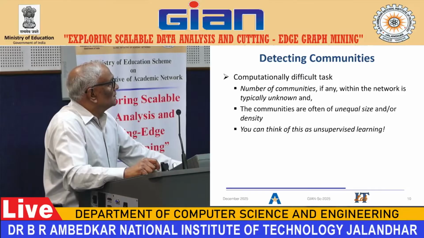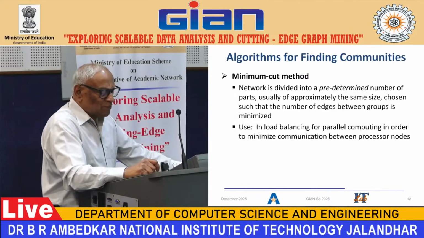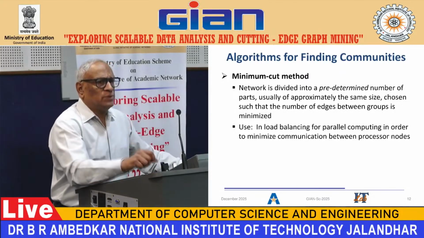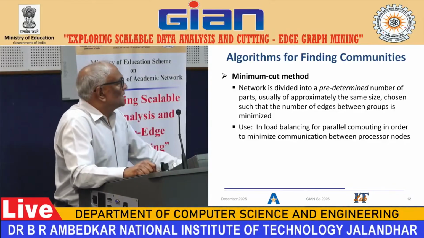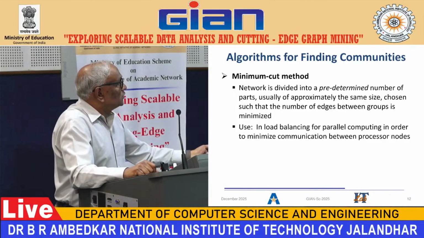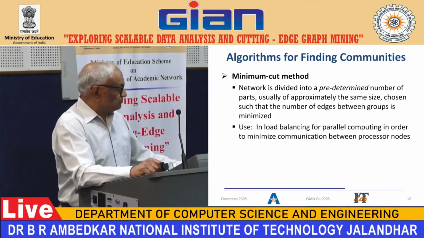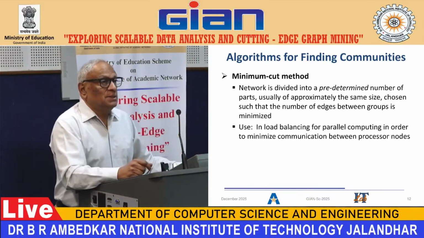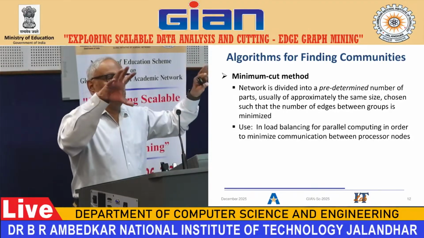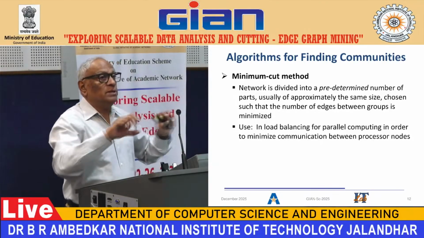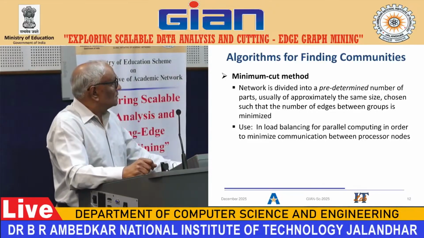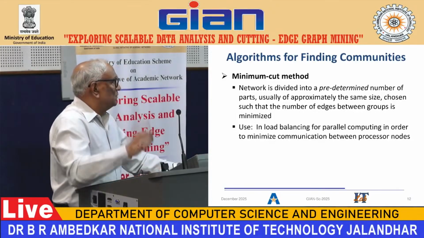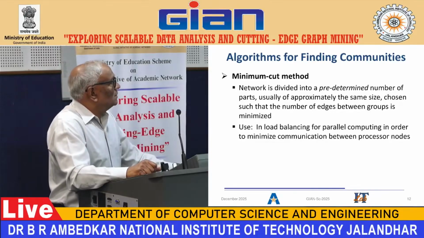Approaches to finding communities. One way to think of it is this notion of cut sets. I don't know how many of you are familiar with cut sets. Cut sets minimize edges between two partitions. So if you minimize the edges between partitions, that means these two partitions are likely to be communities. The connections between the communities are very weak. So the minimum cut method is the first one, the clique-based method is the second one.